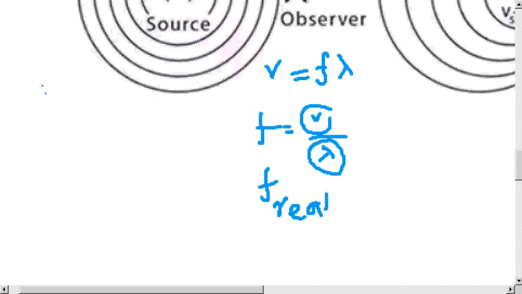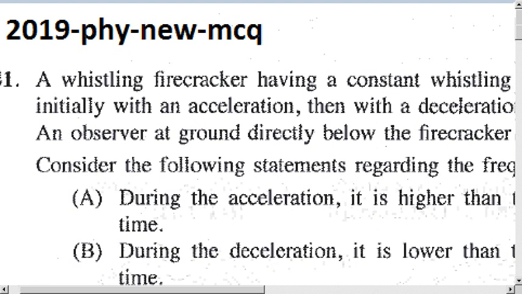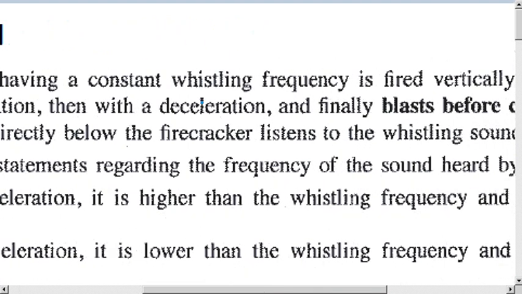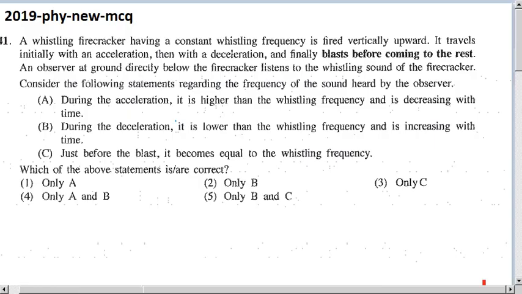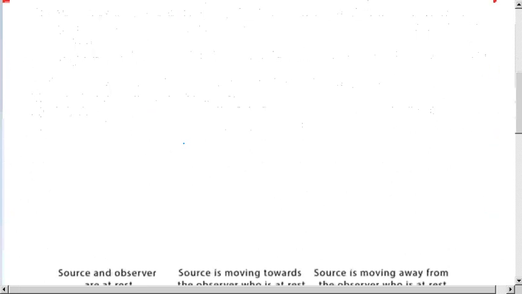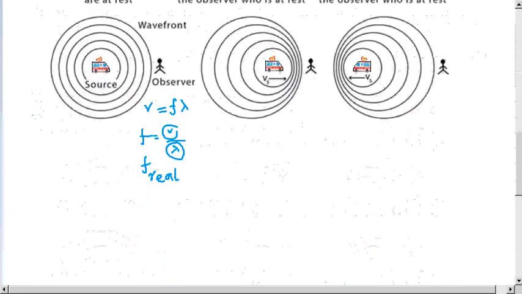So in this question they say whistling frequency for that real frequency. Whistling frequency is the word that they have used. Sometimes we say real frequency, because that is the real value of the frequency when both are at rest.